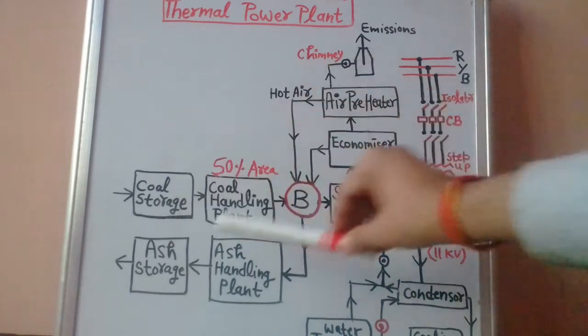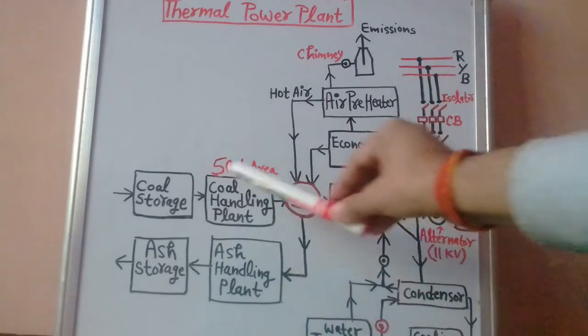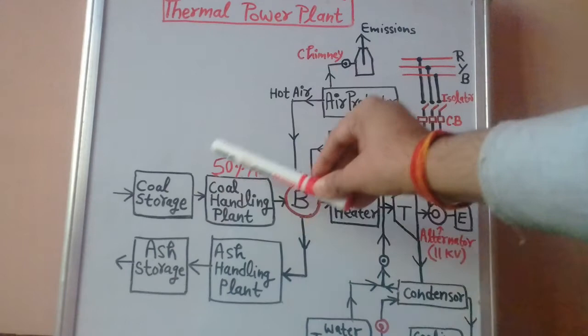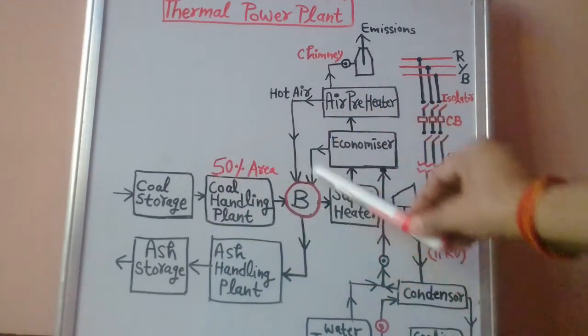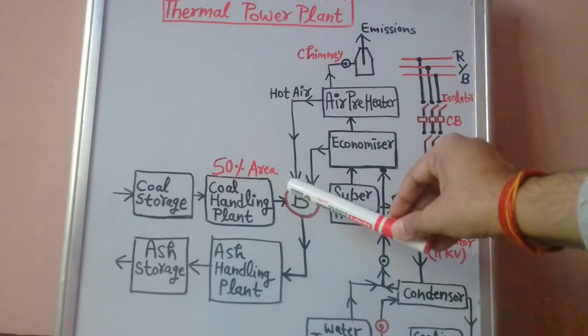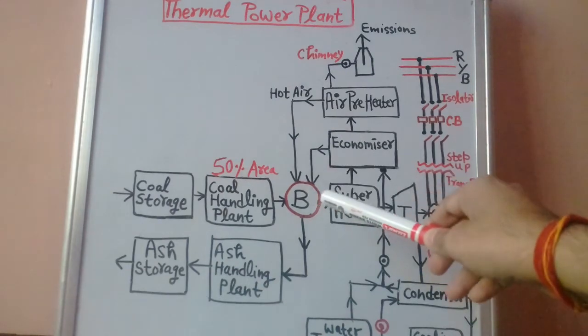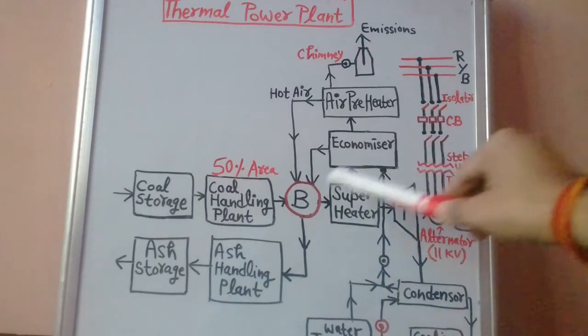Just have a close look at it. This is the coal storage. This is the coal handling plant. 50% of the area is being occupied by the coal handling plant itself. Capital B here is representing the boiler. And this is the superheater, as you are watching here.